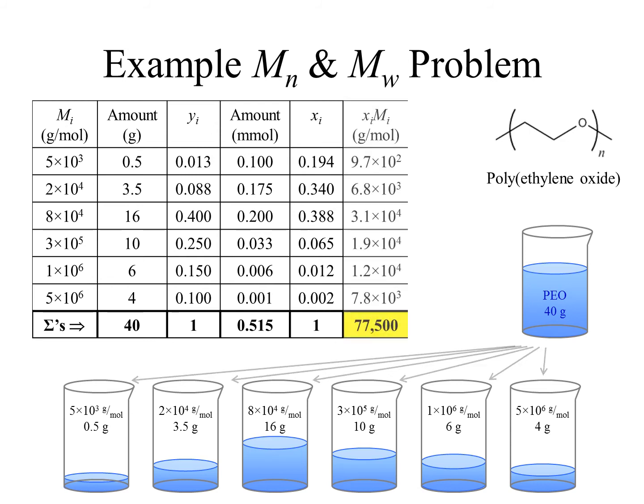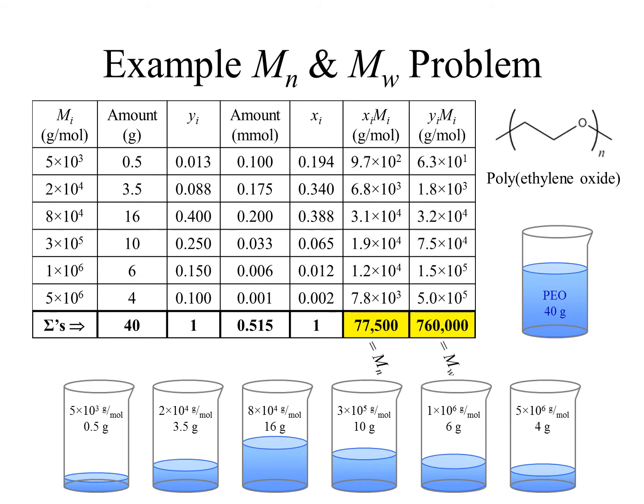Similar to the y_i column, the x_i column here better add up to 1. Now, calculating x_i M_i values is fairly straightforward. Just make the spreadsheet do the math for you and fill it down through all of the rows. Adding up all of the x_i M_i values, I calculated about 77,500 grams per mole for M_n, the number average molecular weight. Similarly, calculating y_i M_i, and summing up, I calculated about 760,000 grams per mole for the M_w, the weight average molecular weight.